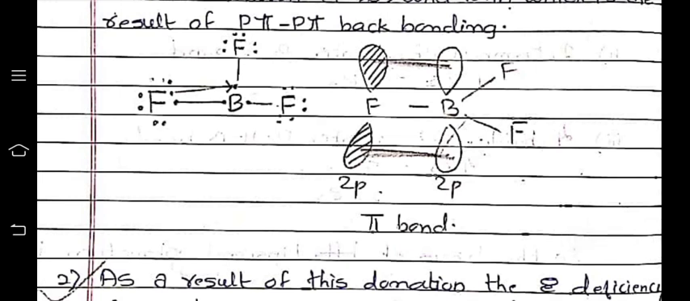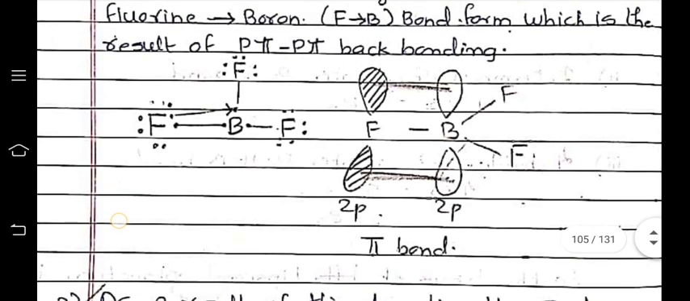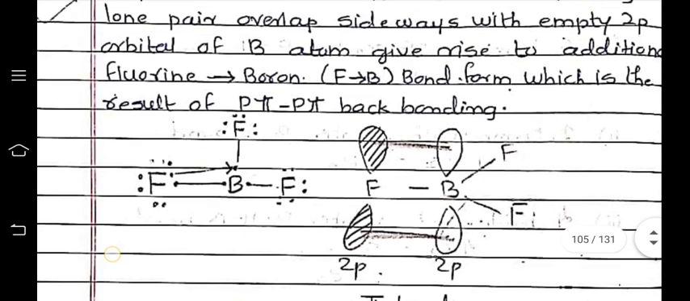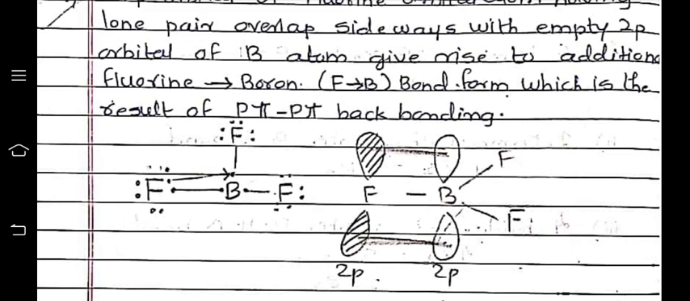But as the fluorine atoms donate the pi electrons to the boron atom, it becomes p-pi back bonding. This extra electron pair is completely donated by the fluorine atoms. It is not an ordinary covalent bond, it is a coordinate bond, but by using these, boron also completes its octet.